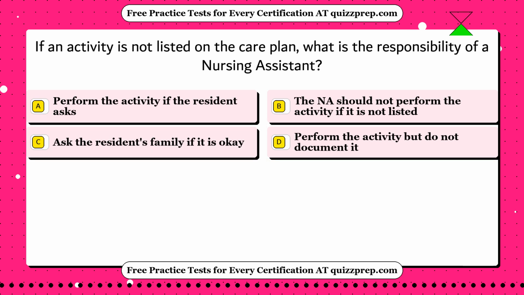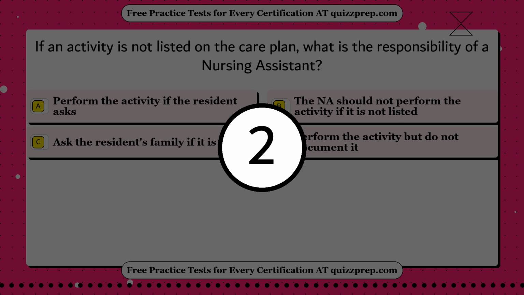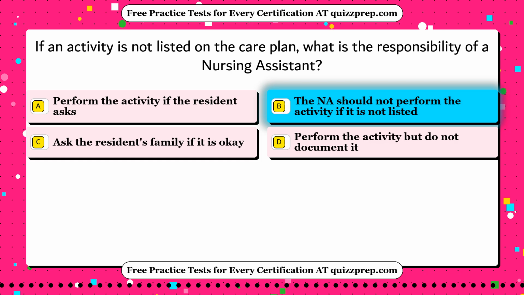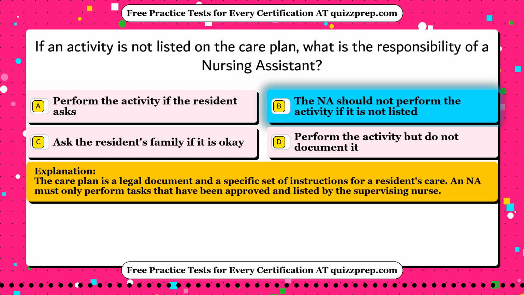Question 3. If an activity is not listed on the care plan, what is the responsibility of a nursing assistant? Option A, perform the activity if the resident asks. Option B, the NA should not perform the activity if it is not listed. Option C, ask the resident's family if it is okay. Option D, perform the activity but do not document it. The correct answer is Option B, the NA should not perform the activity if it is not listed. The care plan is a legal document and a specific set of instructions for a resident's care, and the NA must only perform tasks that have been approved and listed by the supervising nurse.